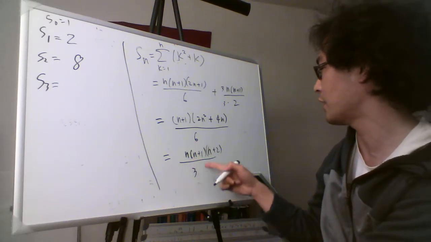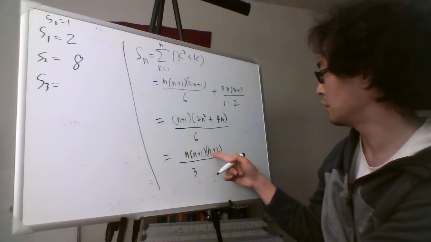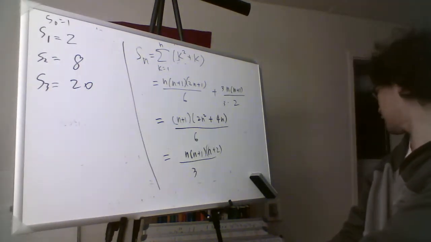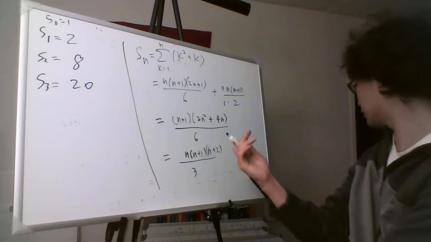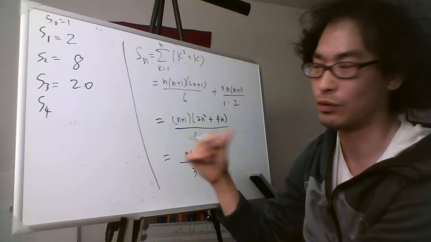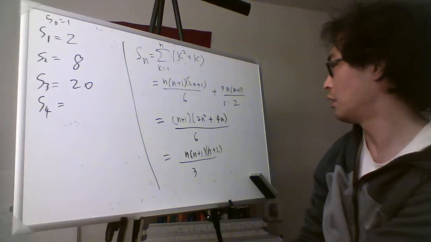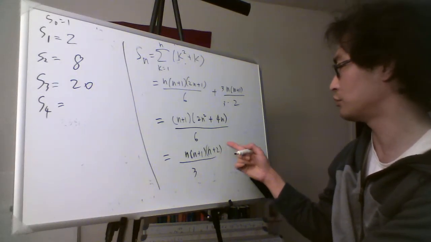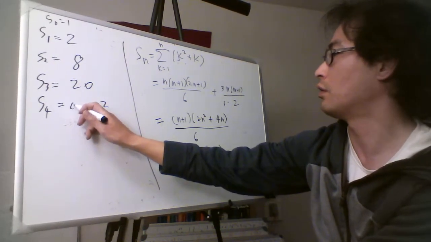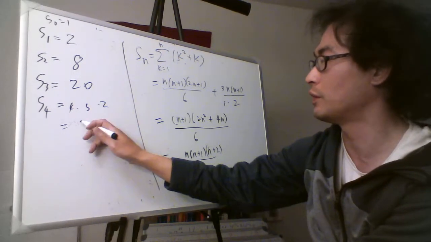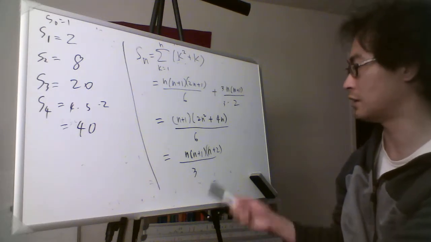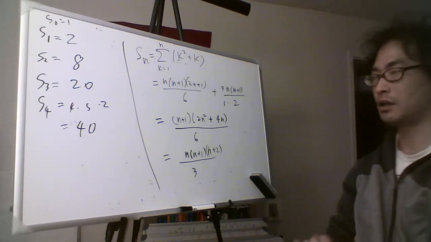3, 3 cancels. 4 times 5, 20. Is it correct? Yes, it is. The next term should be 40. I wrote it down over there. 4 plus 2 becomes 6, 2 times 5 times 4. I told you it should be 40 because I wrote it all down there. So it's our formula. It's correct.